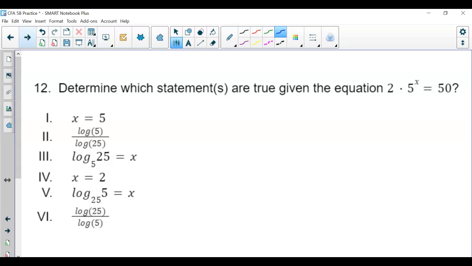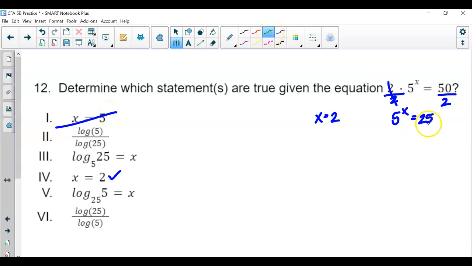And so now in question number 12, we're looking to determine which of these statements are true. Well, first off, with this exponential, we need to get it by itself. So I'm going to divide both sides by 2. I've got 5 to the x is equal to 25. So now, 5 to the what power is 25? Well, 2. So that means x is equal to 2 because 5 squared is 25. So x is equal to 2, not 5.